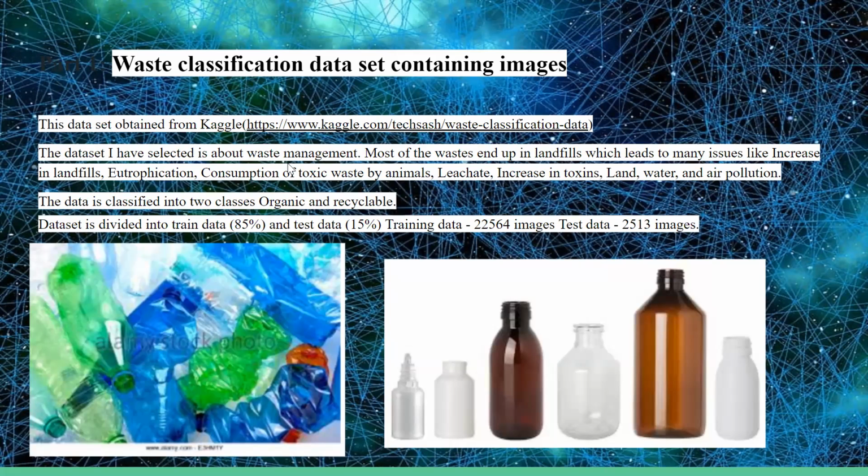So I found it interesting and took this dataset, which is classified into two classes, organic and recyclable, and below are two samples that describe the recyclable class. This dataset is divided into 85% training data, which consists of 22,564 images, and 15% test data, which consists of 2,513 images.